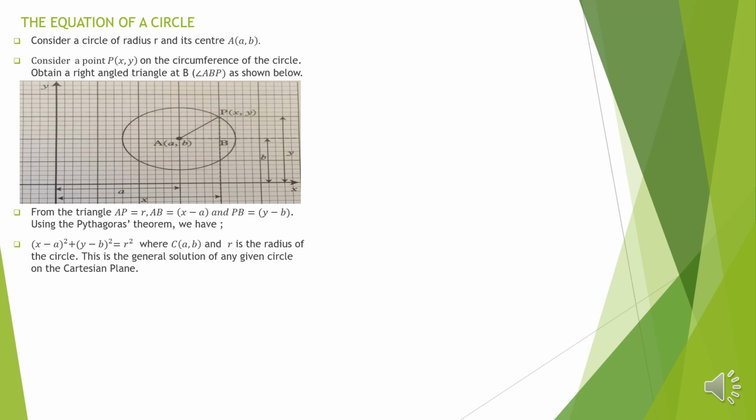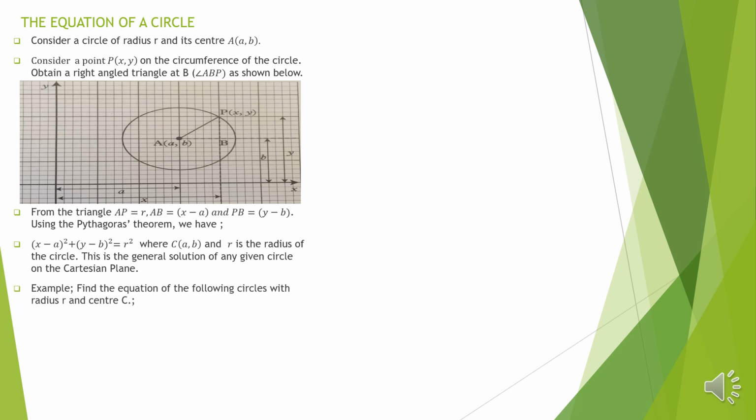Now this becomes the general form of any given circle on the Cartesian plane. So if you have to find the equation of a circle in any format, then for that case you are going to use (x minus a) squared plus (y minus b) squared equals r squared. Remember, a and b are the center of the circle while r is the radius of the circle.